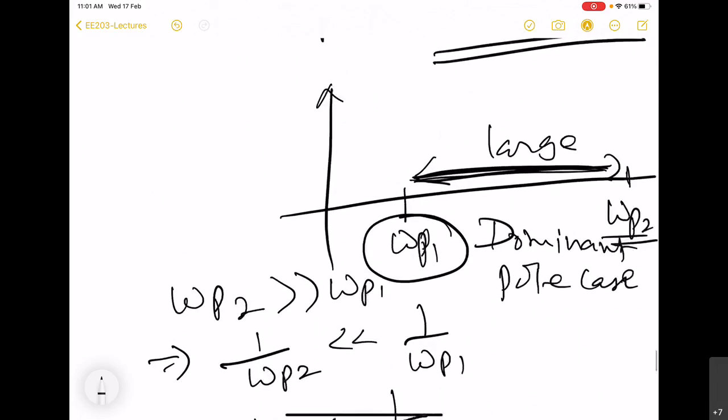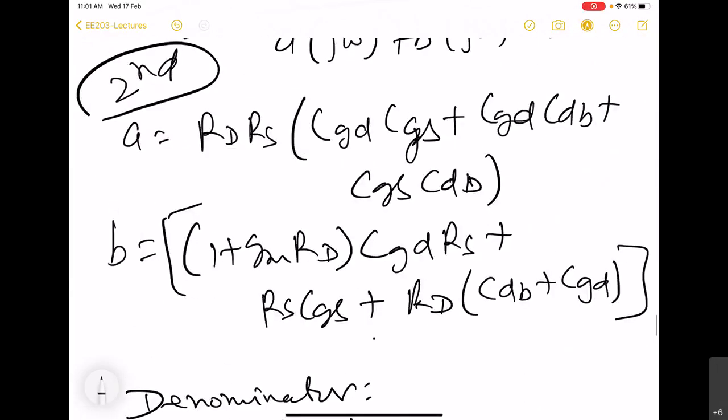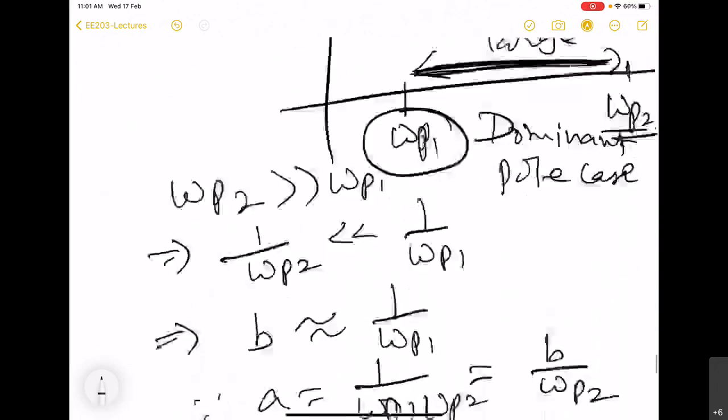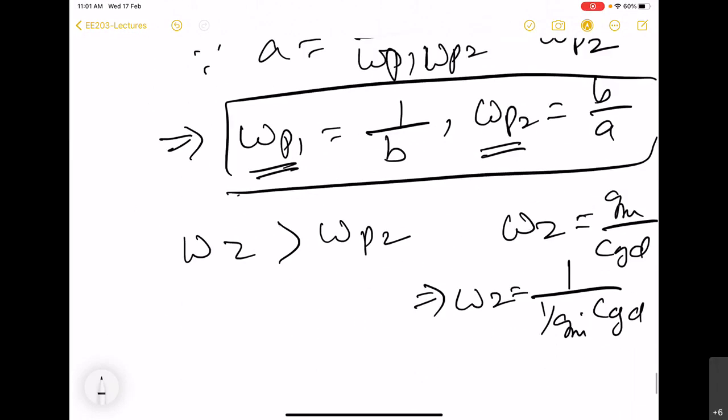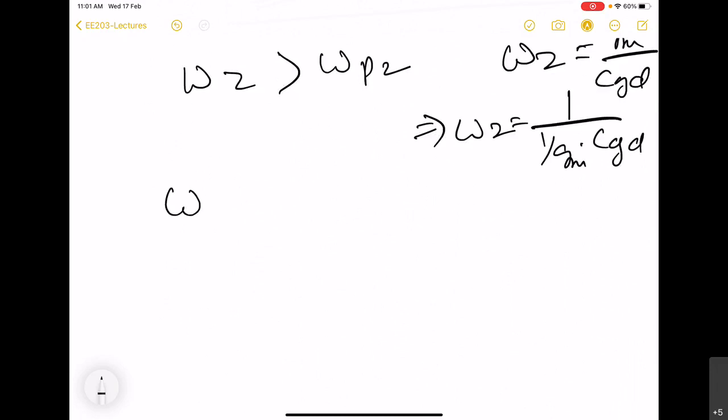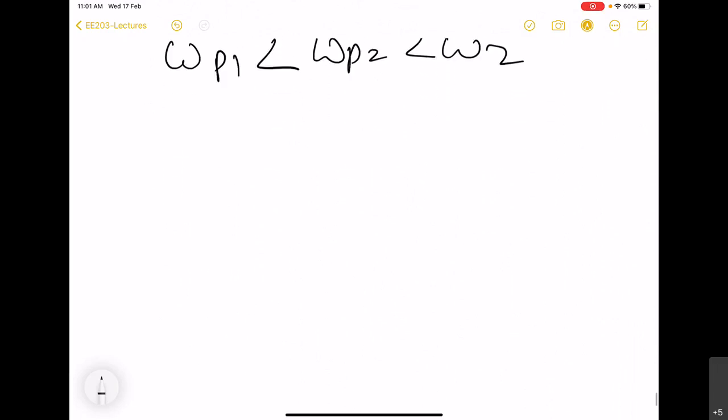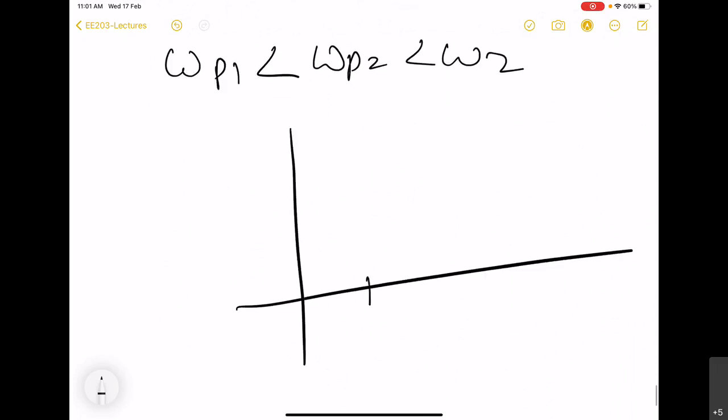But these coefficients a and b are not going to be so small because you can have RD, RS, and all the capacitors present here, right? So that is why omega P1 and omega P2 are going to be smaller than omega Z. But of course, one can choose resistor and other values so that this condition gets violated. So what we are talking about is this scenario: omega P1 is smaller than omega P2, smaller than omega Z. Right. So we have omega P1, omega P2, and omega Z.